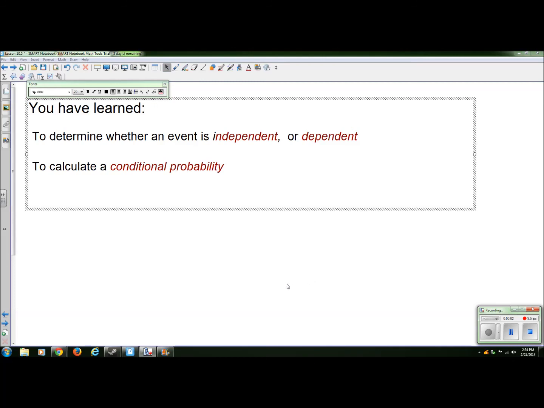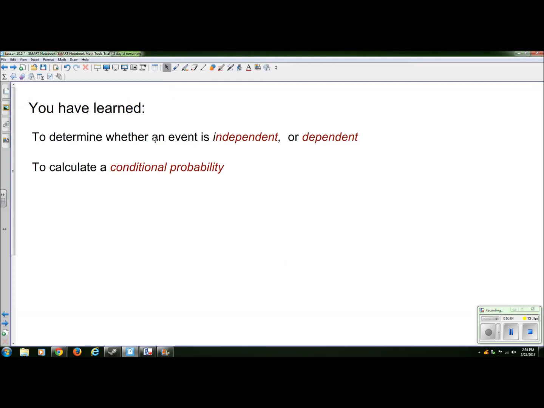Well, that's everything. So you have learned in this video to determine whether an event is independent or dependent, and to calculate conditional probability. So the main things, again, are to look at whether or not the outcome of one event affects the other. If one outcome affects the other, then those two events are dependent, whereas if they do not affect one another, they are independent. Conditional probability simply reassesses the probability of a second event based on what happened in the first event.